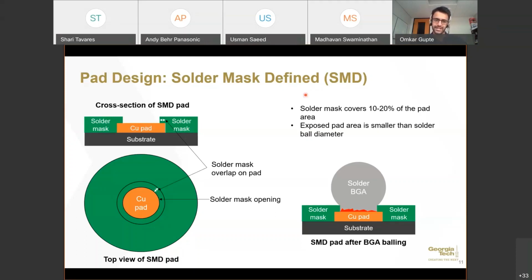In this solder mask defined type of pad design, the solder mask itself covers about 10 to 20% of the pad area. From the top, we see the copper pad is covered on the periphery with the solder mask. What happens is that the exposed pad area ends up being slightly smaller than the final solder ball diameter. So the solder ball diameter here is slightly larger than the exposed pad area.